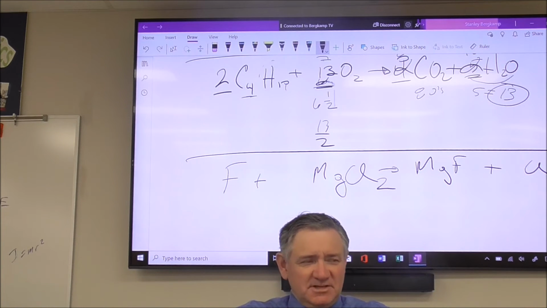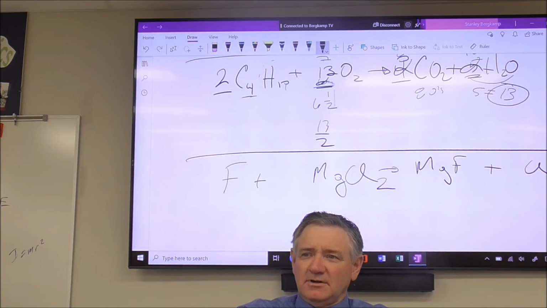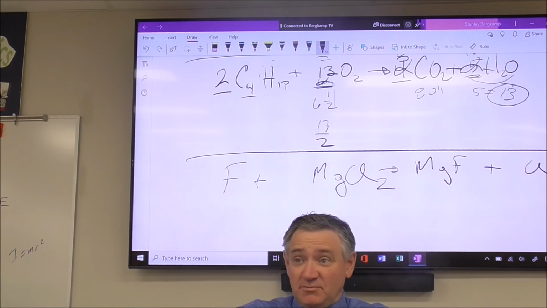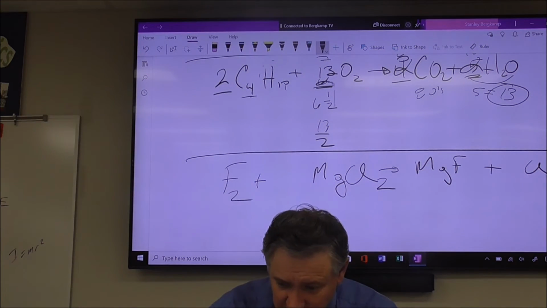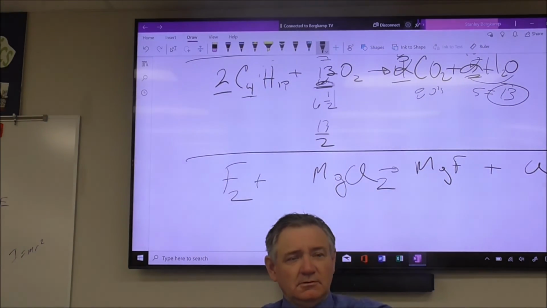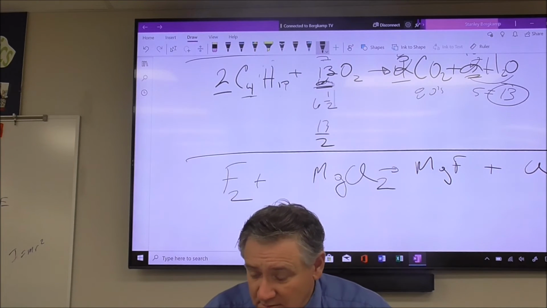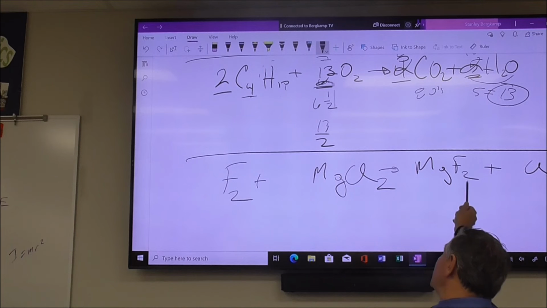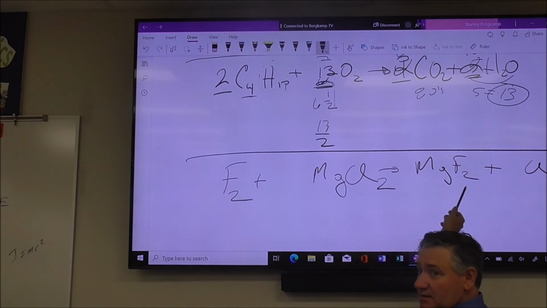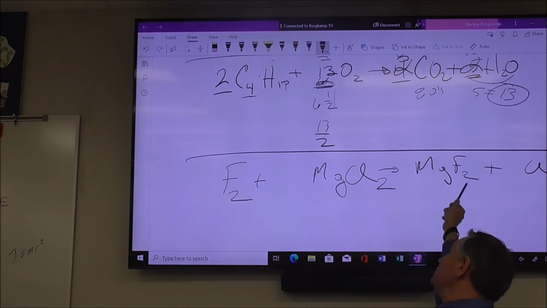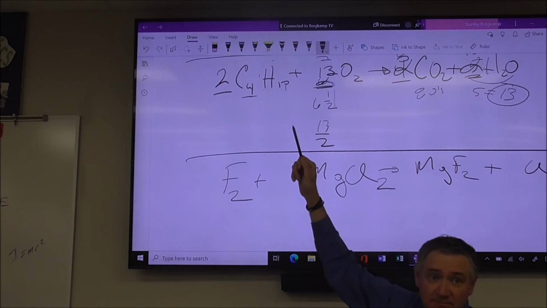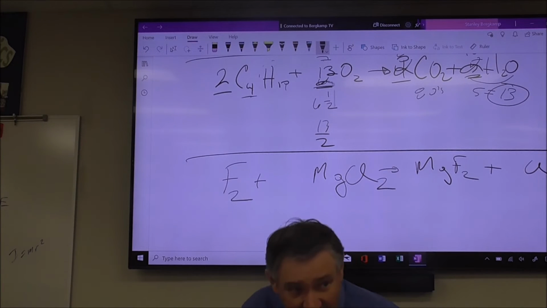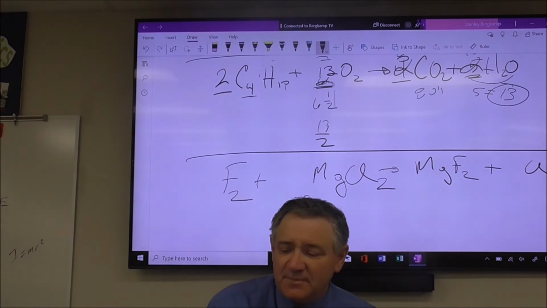Now, is it still right? There needs to be 2 F's, because it's diatomic, on both sides. Now, is this F2 because it's diatomic, or is this F2 because of the magnesium? Because it's magnesium. Because the magnesium has a charge of 2 plus.